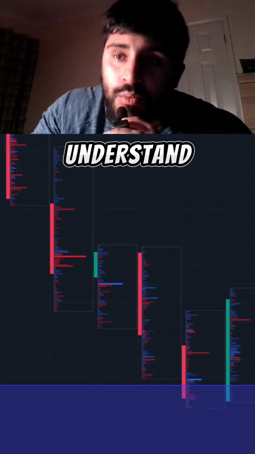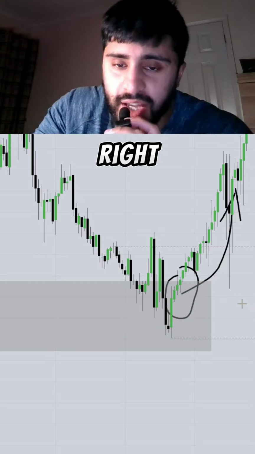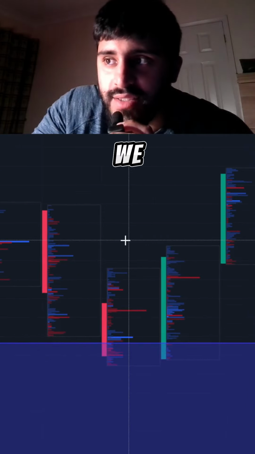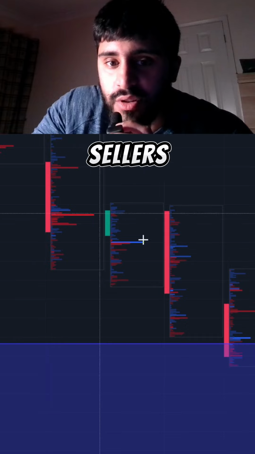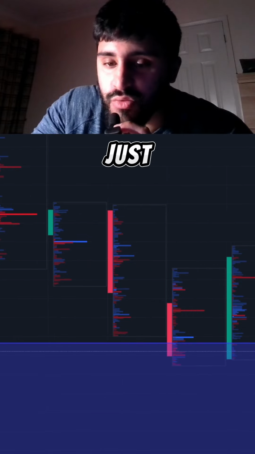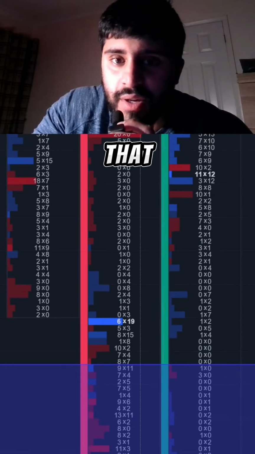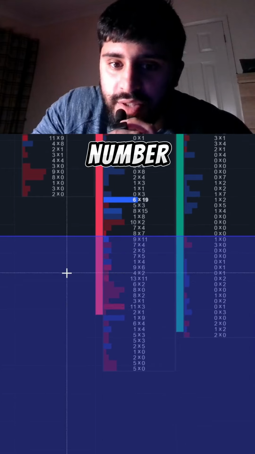So now let's understand what's actually going on inside of this region. As you can see, the candles here are pretty aggressive. We see a ton of aggressive sellers over here and a ton of aggressive sellers resting in this area. What's interesting is that we had so many sellers resting above here, and we also had a decent number of sellers down here.